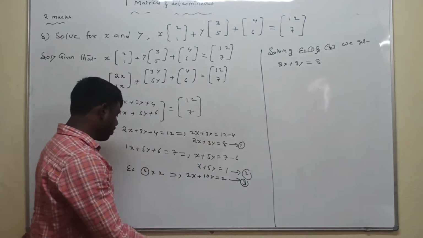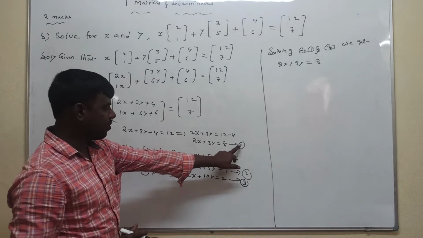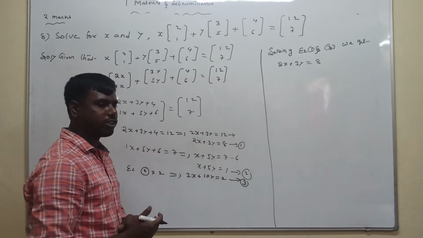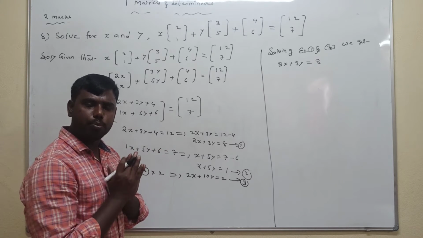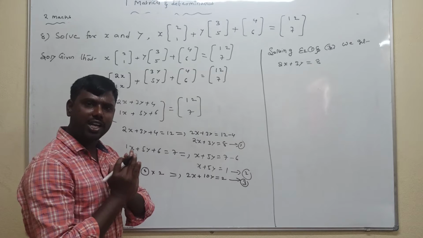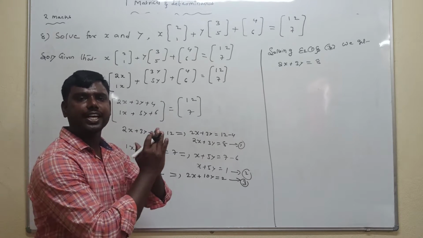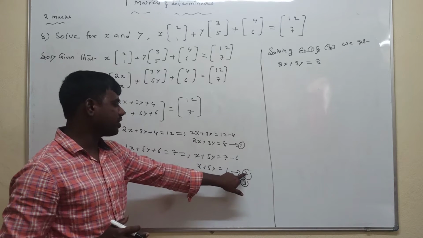Why are we multiplying equation 2 with 2? Because observe those two equations, 1 and 2. The x coefficients are different and the y coefficients are different, so elimination is not possible. That's why we equate the x coefficients. When the values are equal, elimination is possible. Here the x coefficient 2 is there, here we want 2 also, that's why we multiply equation 2 with 2.